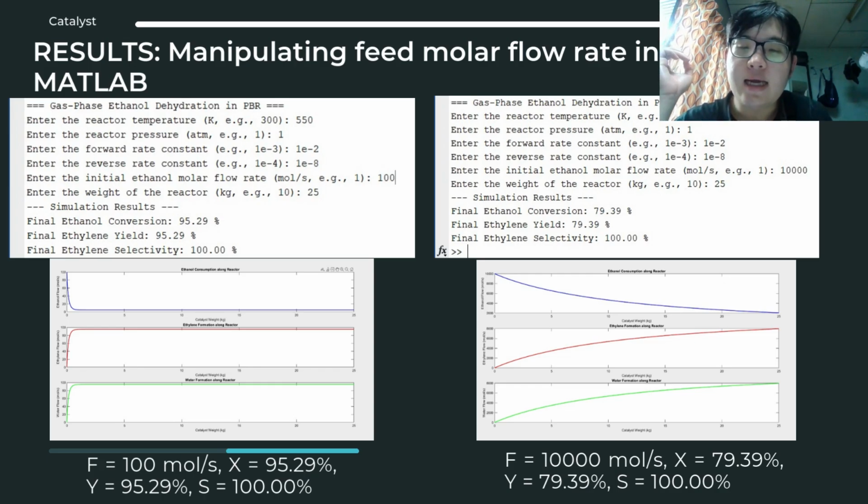And here we are using another variable, which is we are manipulating feed molar flow rate F, and in this case we are using MATLAB. So when the feed molar flow rate, which is methane molar flow rate, is equal to 100 mole per second, the conversion is 95.29%. The yield is 95.29%, and the selectivity is 100%. And when the flow rate is equal to 10,000 mole per second, the conversion is 79.39%, the yield is 79.39%, and the selectivity is 100%.